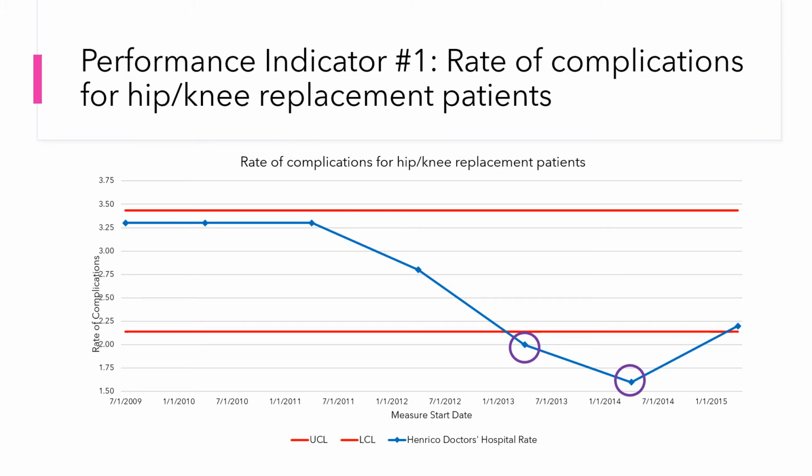These limits were derived from variation of the rate of complications for hip and knee replacement patients across Richmond hospitals that compete with Henrico Doctors Hospital. As you can see, Henrico Doctors Hospital has lower complication rates than its competitors from April 2013 to April 2014.